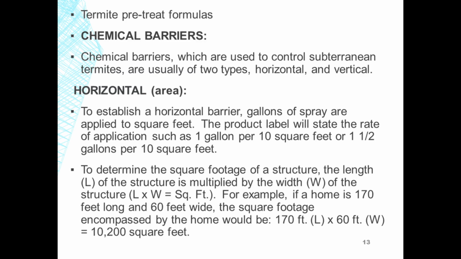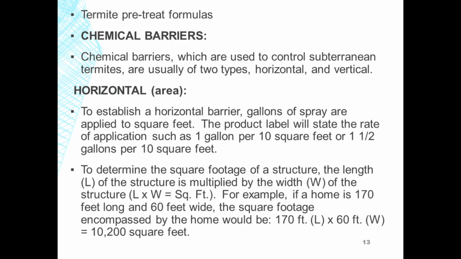Termite pre-treat formulas. Chemical barriers, which are used to control subterranean termites, are usually of two types, horizontal and vertical. Horizontal area: to establish a horizontal barrier, gallons of spray are applied to square feet. The product label will state the rate of application, such as 1 gallon per 10 square feet or 1 1/2 gallons per 10 square feet.